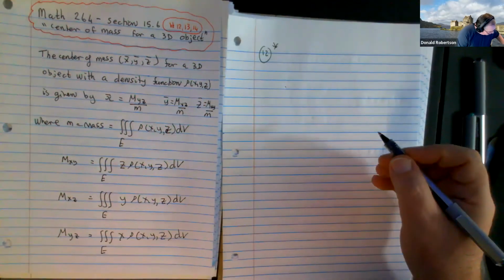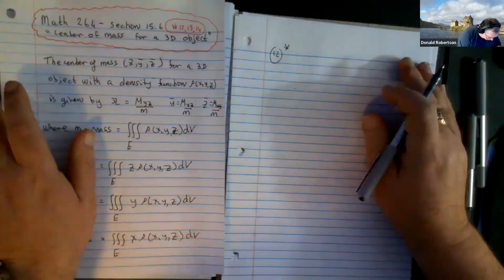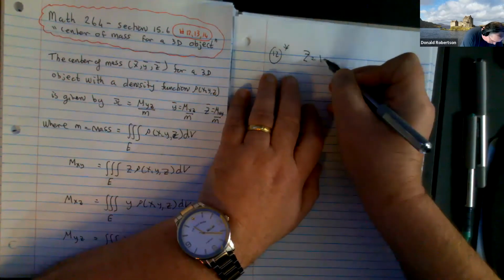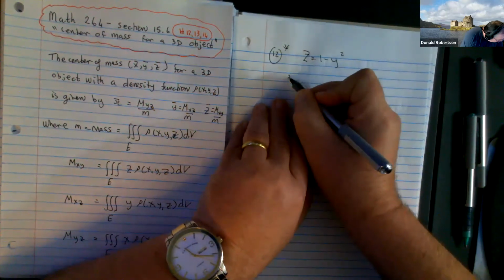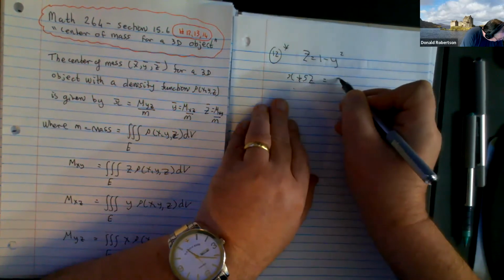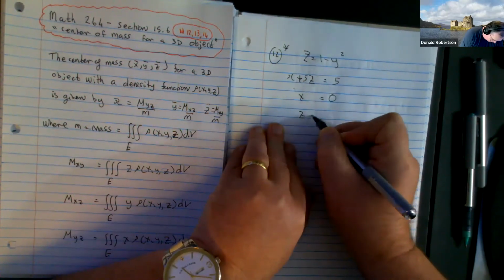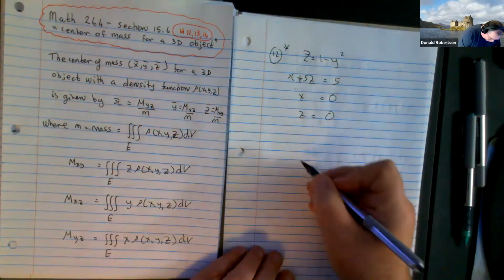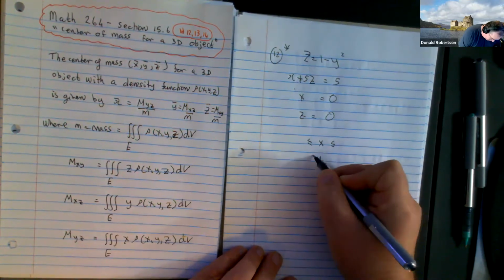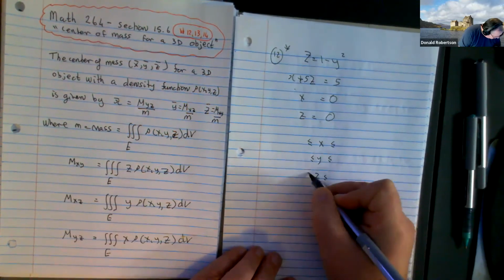In question 12, you've got a shape, and I'll just write down the conditions. It's a lot of surfaces interacting with each other. So you've got this one, this one, this one, and this one. And we need to set up what the limits of integration would be for each of these variables.